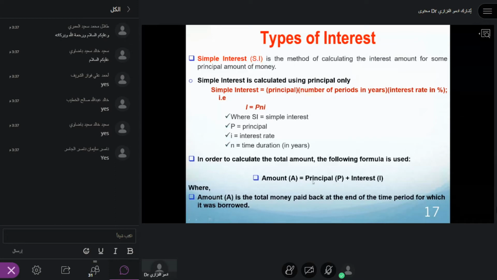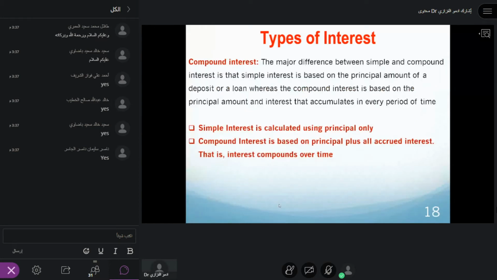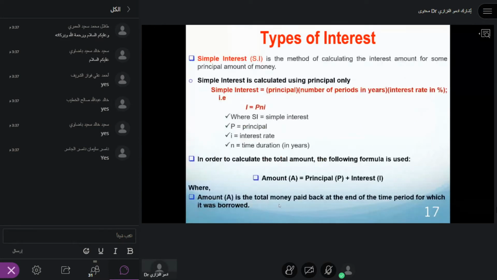So this kind of formulas, they are important for you to remember, to understand how to use them, because definitely they might come up in your quizzes or in your exams as a calculation. So amount is the total money paid back at the end of the time period for which it was borrowed. So the total amount of money you pay back to the dealer or whatever is the amount. Okay, so this is simple interest. We said it is calculated using principal only.